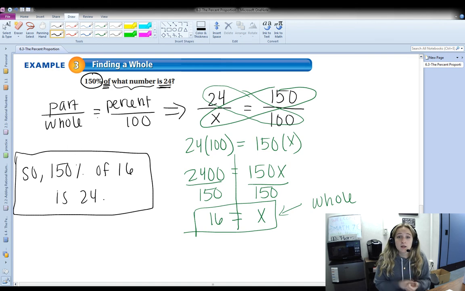Okay, so set up your percent proportion. That's the main thing. Use the part, the whole, percent, and the 100. Okay, make sure you know the key words. For part, it is "is." For whole, it is "of." And for the percent, it's always going to just be that percent symbol. Once you set it up, you're just going to go back to chapter 5 and use your cross product skills in order to solve for x. Okay, that is percent proportion.